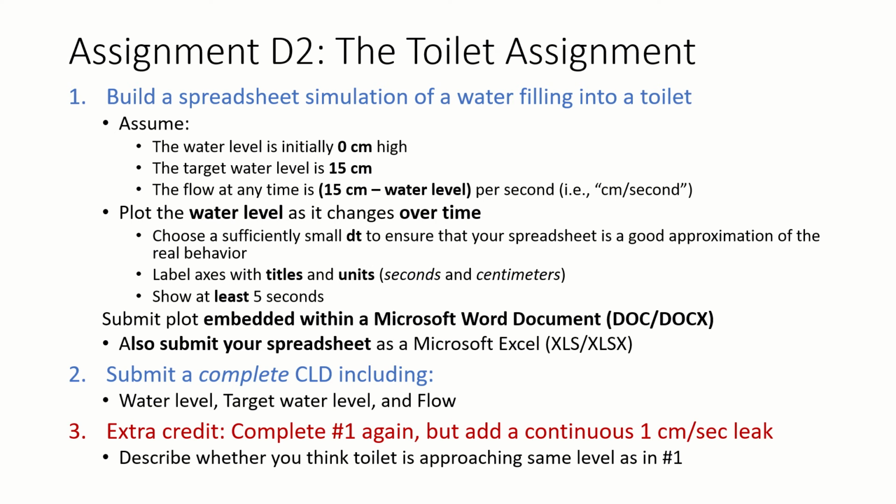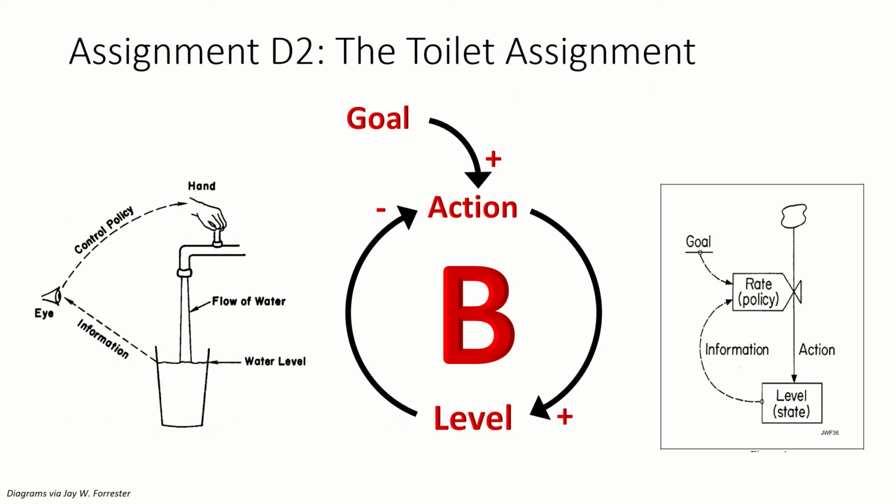And then I've added extra credit, if you'd like to do it, where you can complete this first part again, but add a leak. And that's equivalent to adding a death rate. And so if the toilet is leaking, then how does that change the level at which it settles out? And so describe whether you think it's approaching the same level as it was without the leak. So that's just for extra credit here. So this is basically implementing this example, but with a toilet instead of a bucket of water.